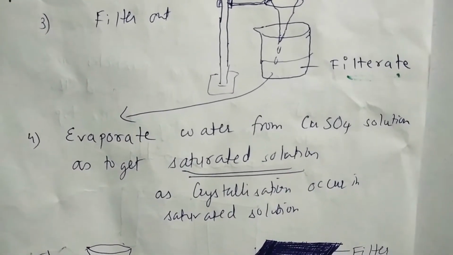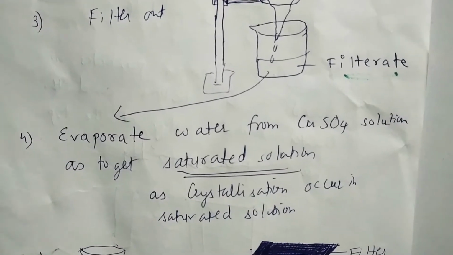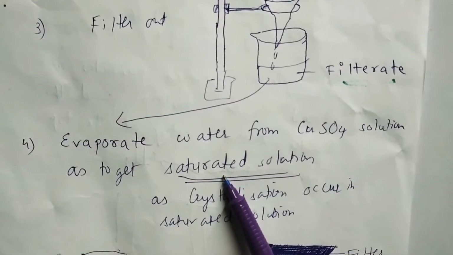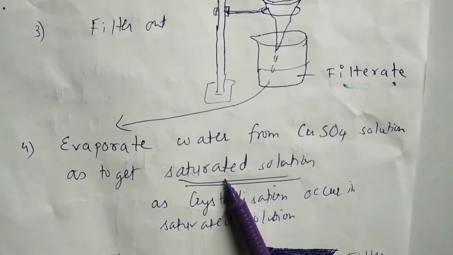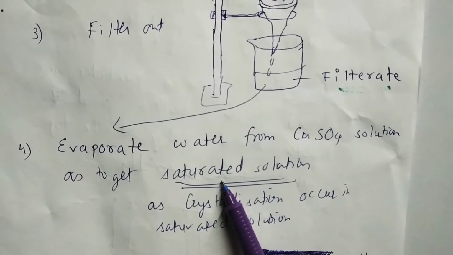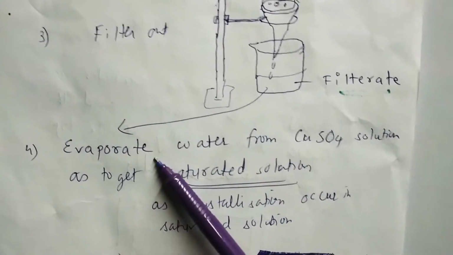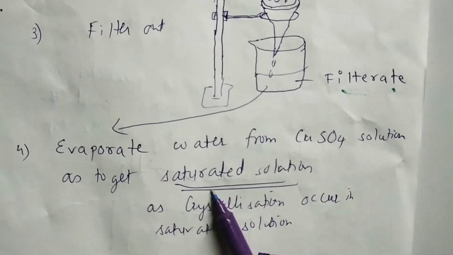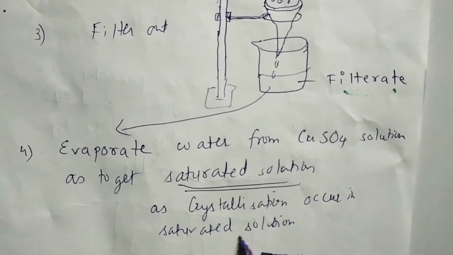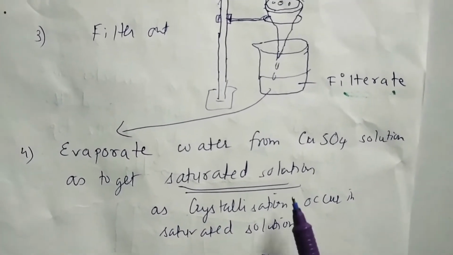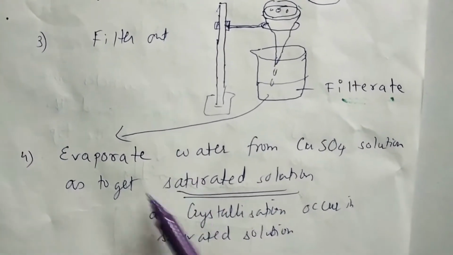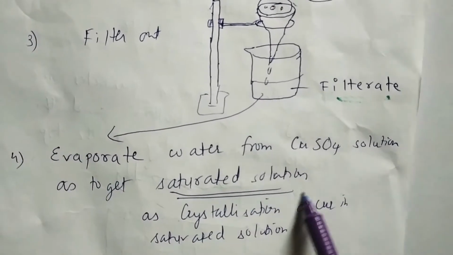Now we're going to take this filtrate, which has copper sulfate solution, again in a china dish, and evaporate the water from the copper sulfate solution to get a saturated solution. What is a saturated solution? It has the maximum amount of copper sulfate. The extra water would be evaporated, and crystallization occurs in a saturated solution only. That's why we evaporate the excess water to get a saturated solution.